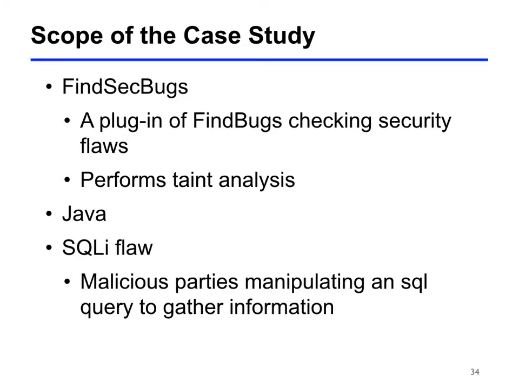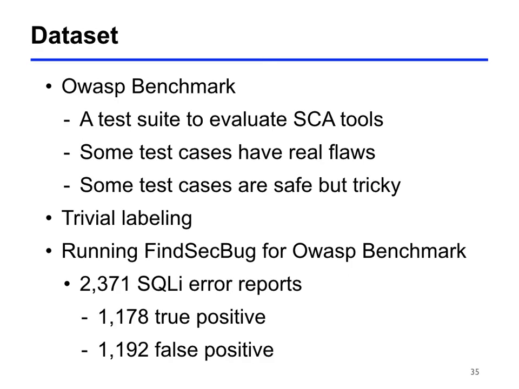Okay, now let's talk about the case study of the SCA tool FindSecBugs. FindSecBugs is a plugin of FindBugs checking for security-related flaws. It performs taint analysis, which is a kind of data flow analysis. This study is only done for the Java programming language, and we are focusing on SQL injection flaws.